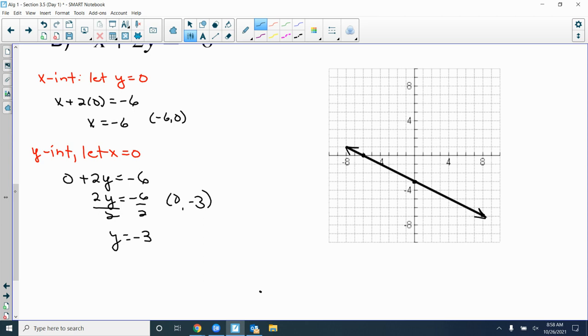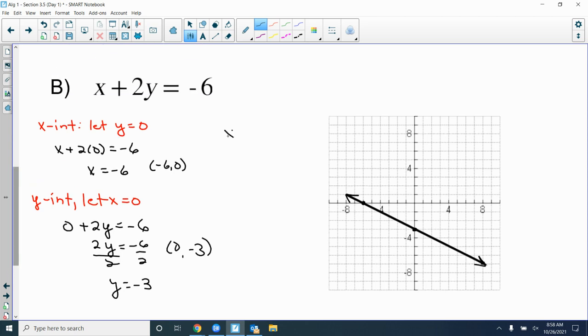All right, now just pay attention to this part here. X plus 2y equals negative 6. We are saying that negative 6, 0 is an answer, and 0, negative 3 is an answer. Okay? Look at that line. Can you give me another point that is an answer?